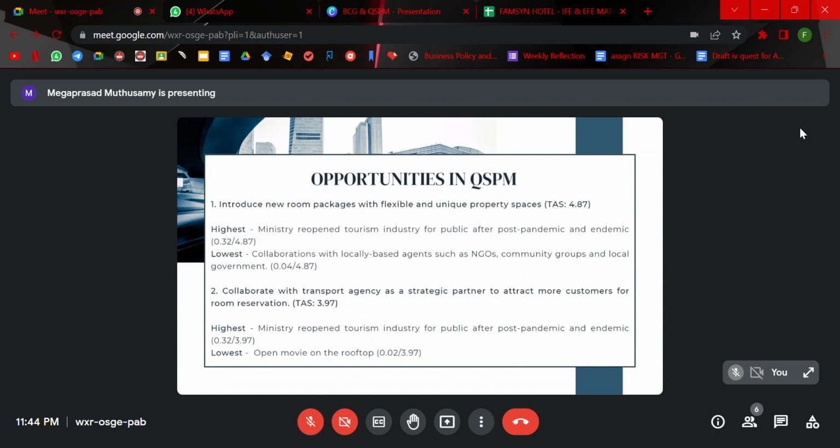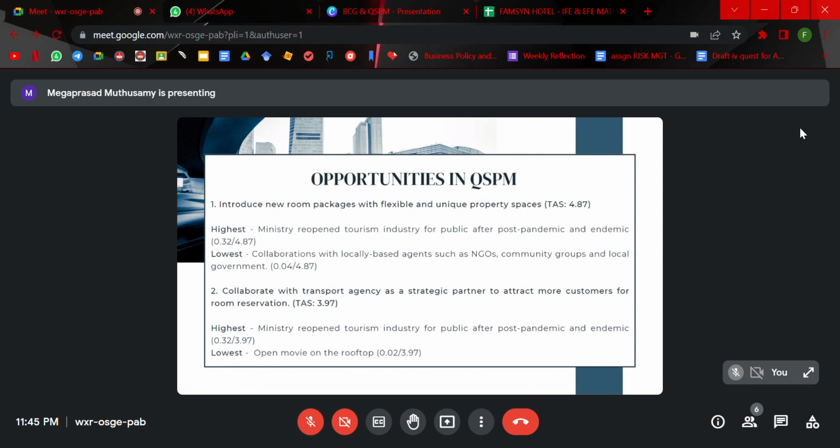So next, for opportunities, for the first strategy, the total attractiveness score is 4.87. The highest is the Ministry reopening the tourism industry for the public after the post-pandemic and endemic, and the score is 0.03 out of 4.87. The lowest is collaboration with locally based agents such as NGOs, community groups, and local government, with a score of 0.04 out of 4.87.